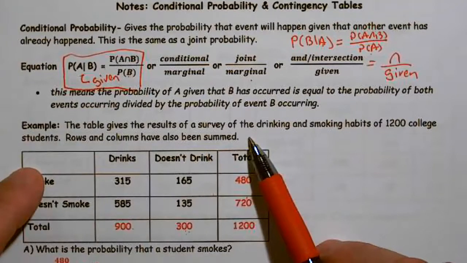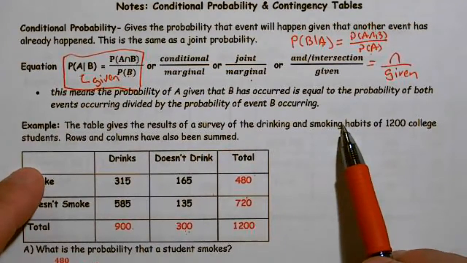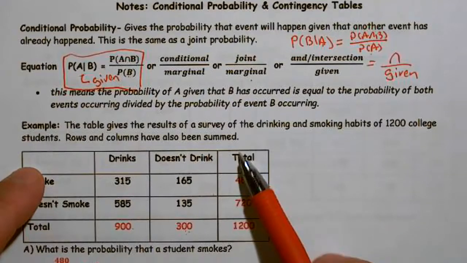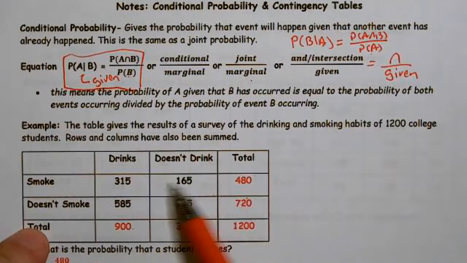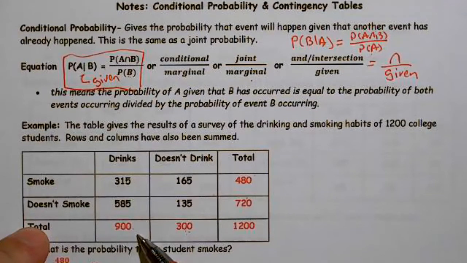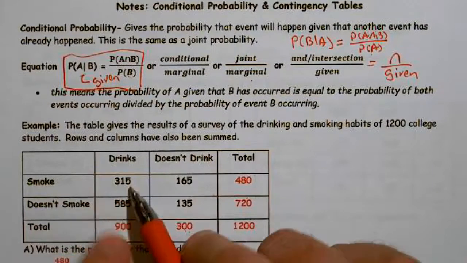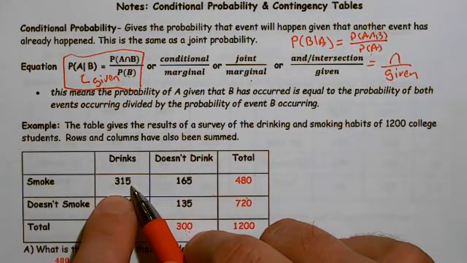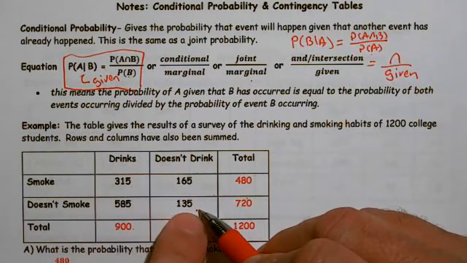The table gives the results of a survey of drinking and smoking habits of 1,200 college students. Rows and columns have been summed. So we have 900, 300, 480, 720, and basically this plus this is this. So we have 480 people who smoke, and we have 900 who drink. We also see that we have 315 that do both, and we have 135 that don't smoke and don't drink.